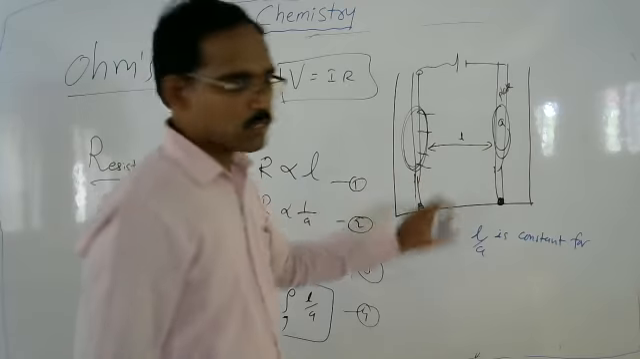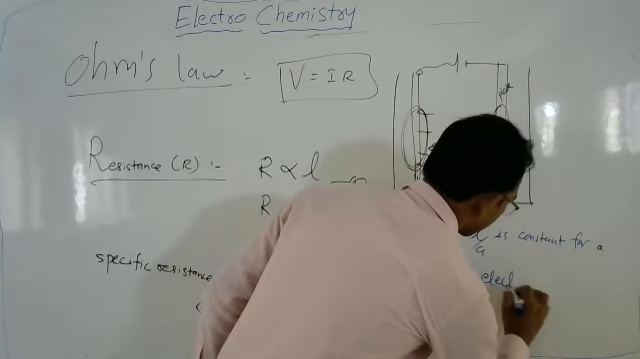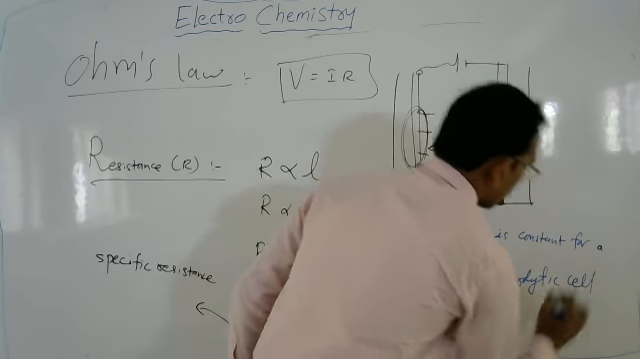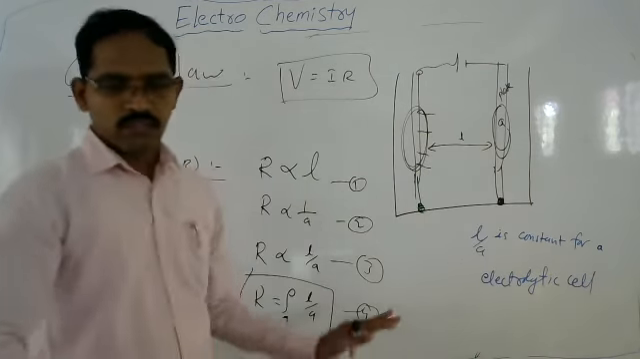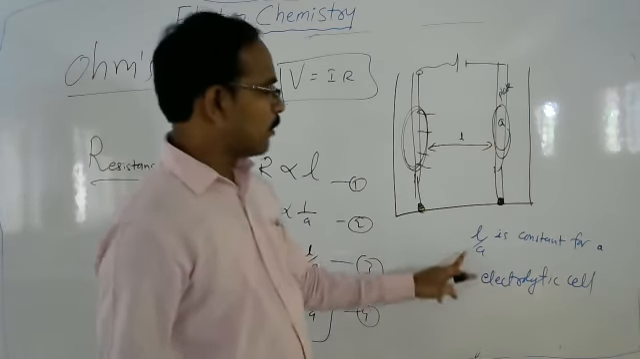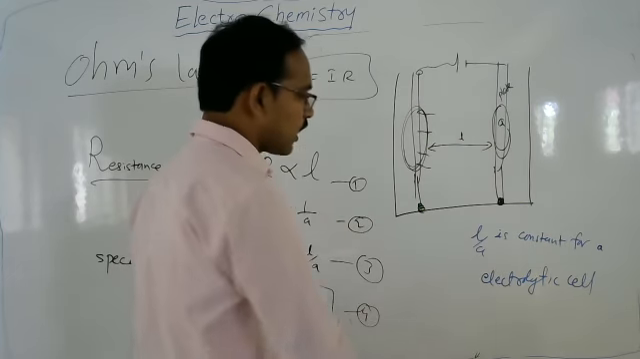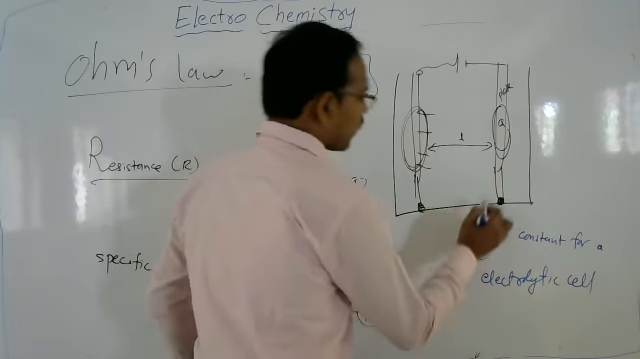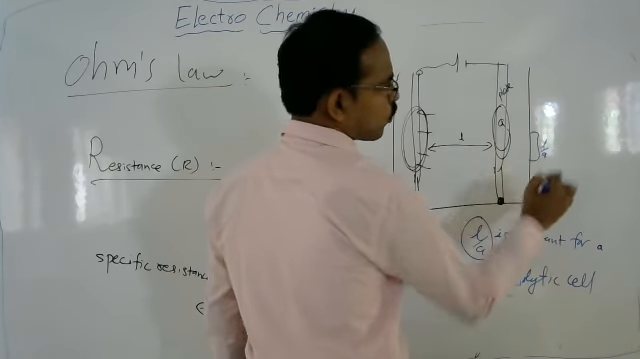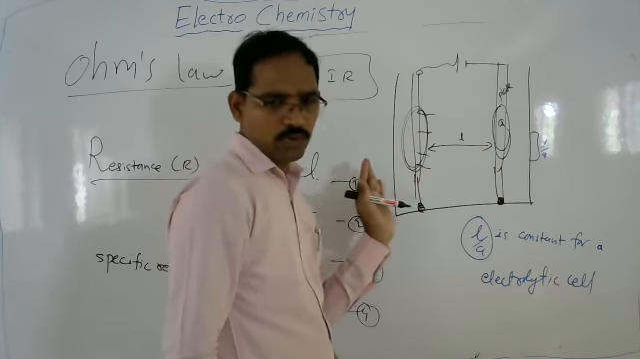For an electrolytic cell. Generally, we will take the fixed one only, not a movable one. Okay, L by A is constant for an electrolytic cell. So that's why on the cell they will mention what the L by A value is. Every time, no need to measure that. L by A value they will write on the cell only.